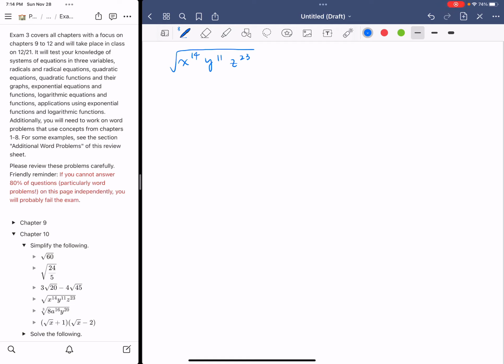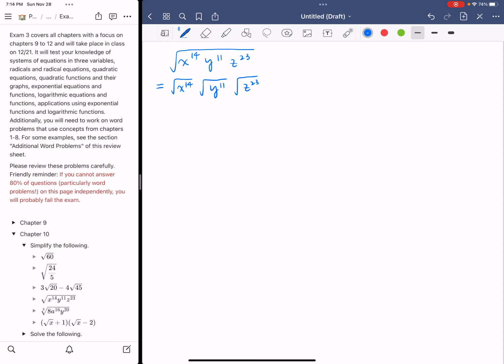To simplify this one, let's first apply the general radical property to split the radical parts. So we have square root of x to the 14, square root of y to the 11th, and square root of z to the 23rd.